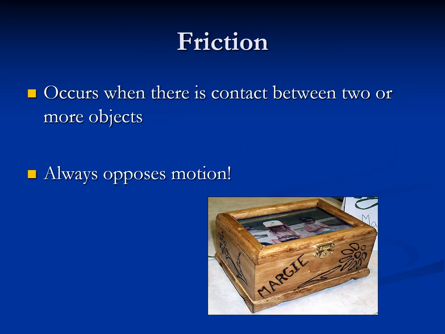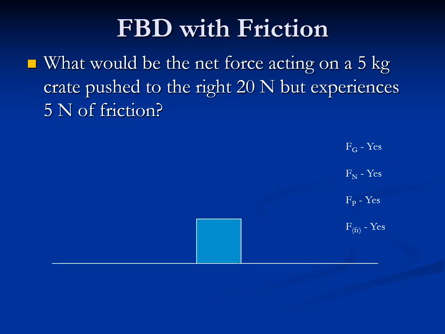Now, friction is the tricky situation where it doesn't have a set direction. Gravity always pulls down, but friction doesn't always go one way. Friction always opposes motion. So you've got to be able to read the situation, understand where the object is going to go, and assign the friction appropriately. Now, here we go. This is the good stuff. A free body diagram with friction. So this one's going to have all 4 forces.